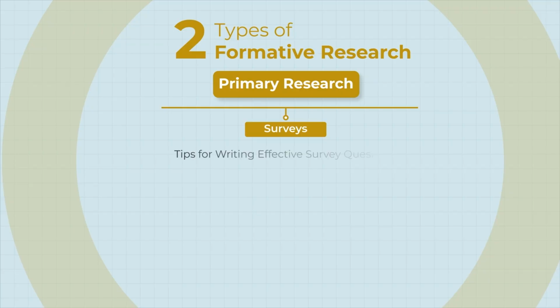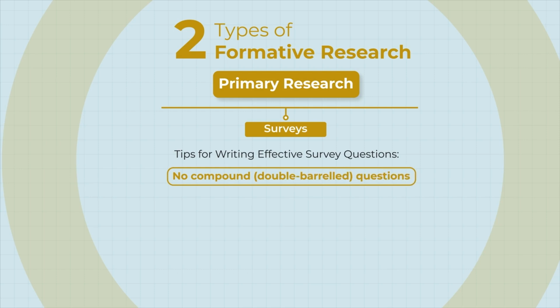Be careful to word your questions so it feels there are no wrong answers. When writing survey questions, here are some tips. No compound, double-barreled questions. This means make sure you are asking only one thing at a time.